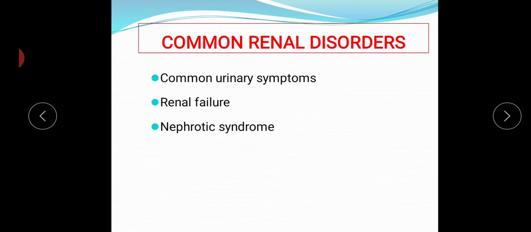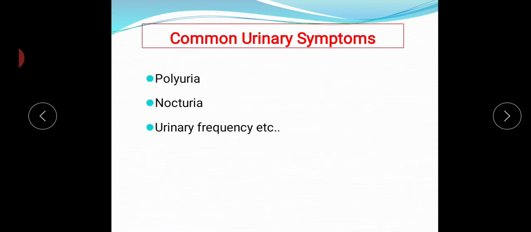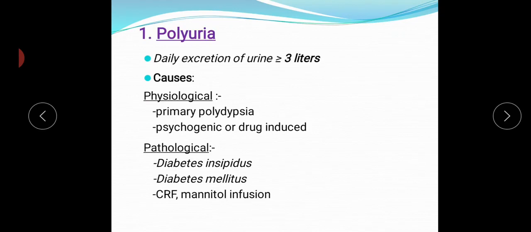We have to discuss this applied part under three headings. Basically, one is the common urinary symptoms, second is renal failure, which is the most important portion, and third is the nephrotic syndrome. So first, certain common urinary symptoms that are complained of by the patient. We will discuss them briefly one by one.